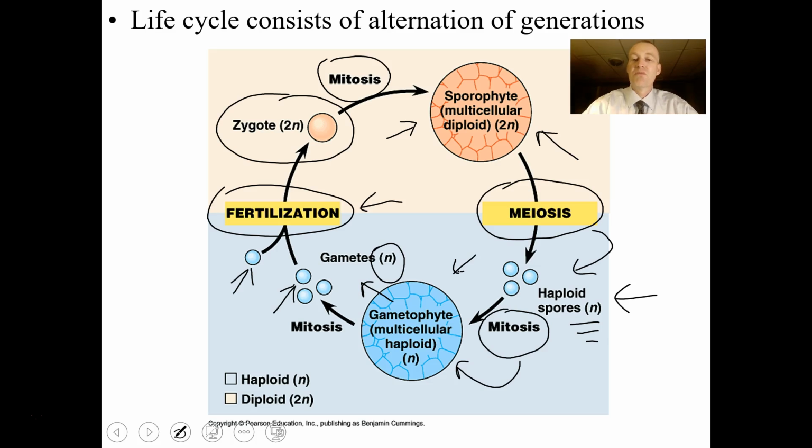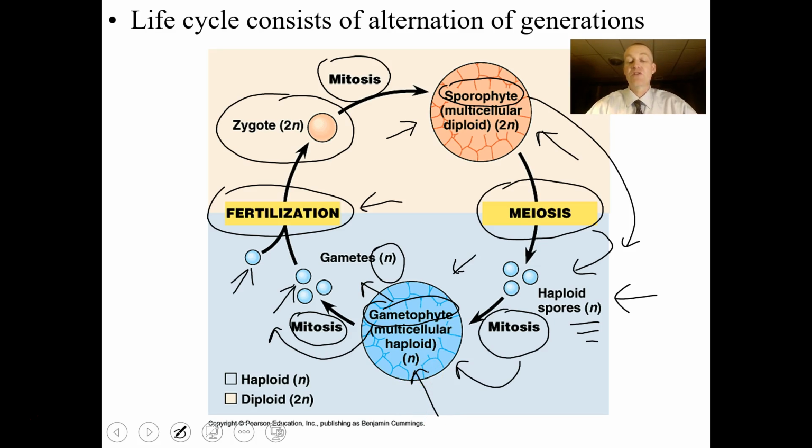But just remember that sporophytes produce spores by meiosis. Gametophytes produce gametes, and they're going to do it by the process of mitosis. And you might say, well, how do they produce sperm cells and egg cells by mitosis? Well, remember, a gametophyte is already haploid.